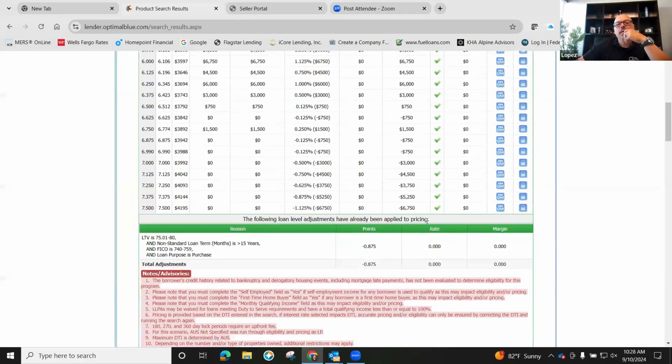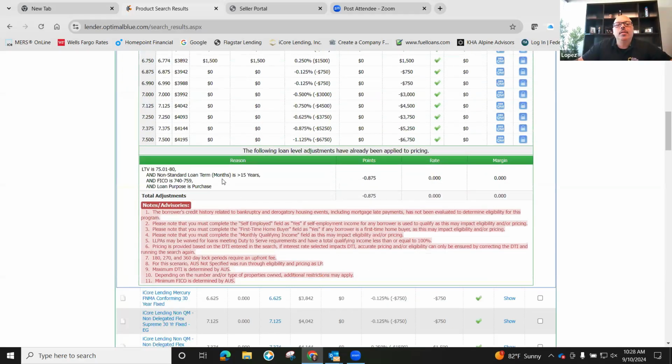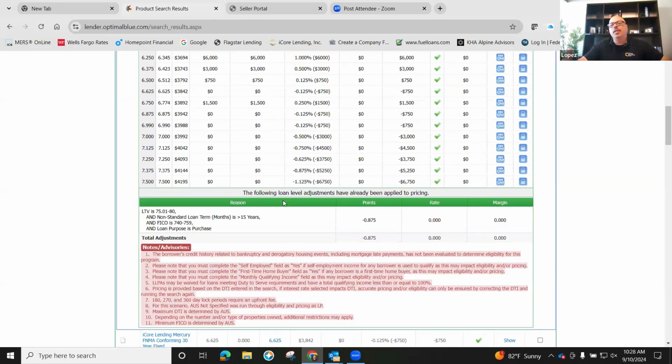And if you scroll down, it'll tell you what the hit is for. Hey, there's a 0.875 for being more than 15 years, at the FICO being 740, and the option is for purchase. So this will always be at the bottom of whatever loan you price, because it's going to give you what the pricing adjustments are for what you put in as a parameter to look for on your loan.